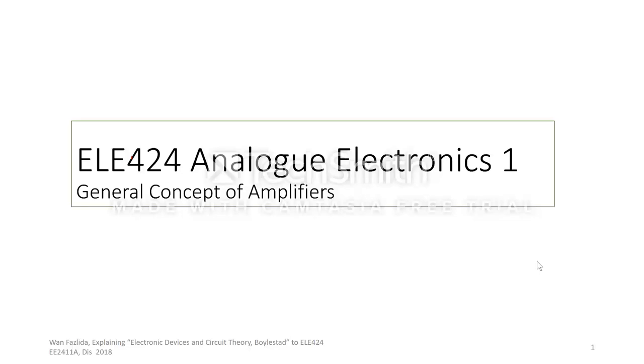Bismillahirrahmanirrahim. Okay, so this will be our final video for ELE424 Analog Electronics 1 General Concept of Amplifiers. So we've done semiconductor materials, diode, bipolar junction transistors and MOSFET. We will close this course by having a quick look at what the general concept of amplifiers is all about.